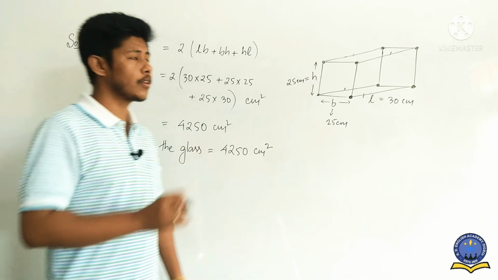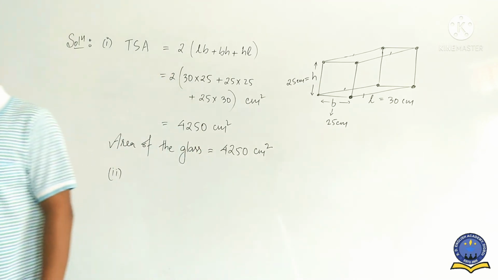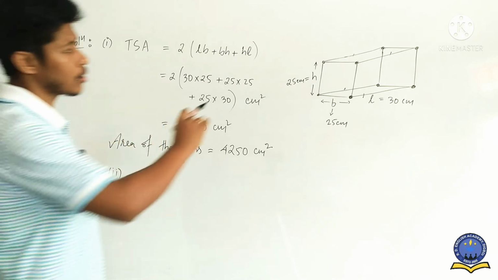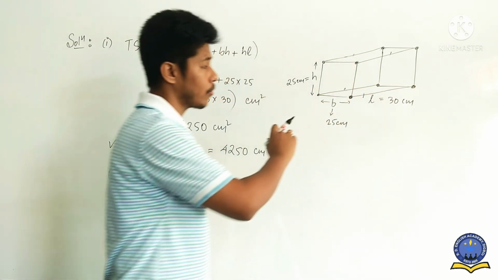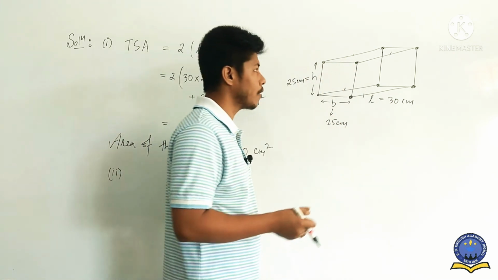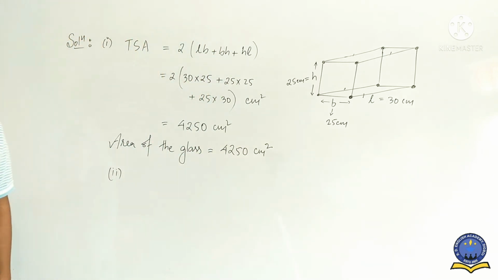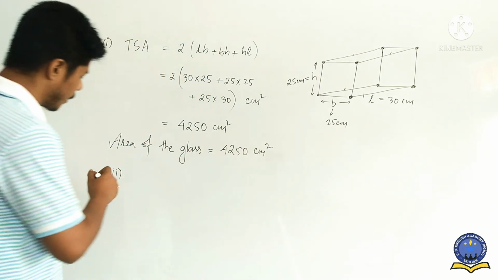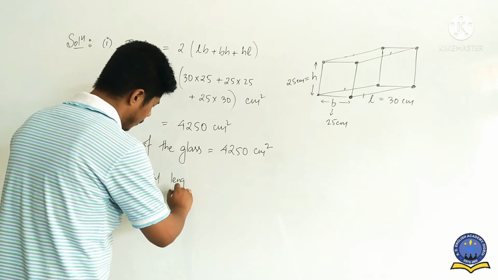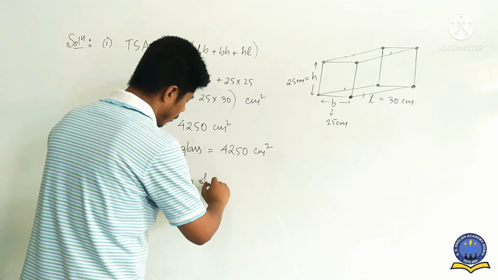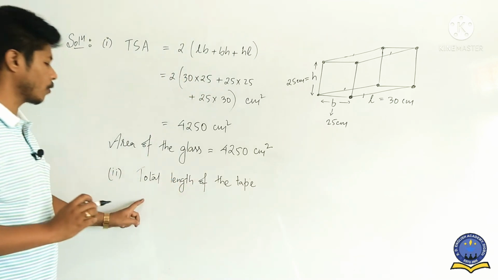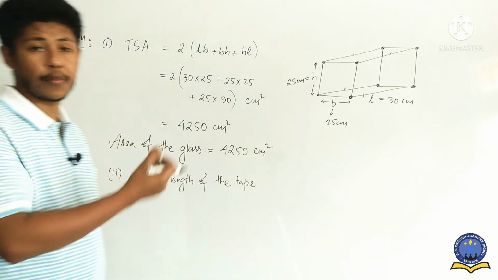Total heights are there. So the question is given here, how much of tape is needed for all the 12 edges. That means we have to find out the total length of edges. That means 4 times of length plus 4 times of breadth plus 4 times of height. So in this way we can find out the answer. So finally here you have to write the total length of the tape, that means how much tape is required here.